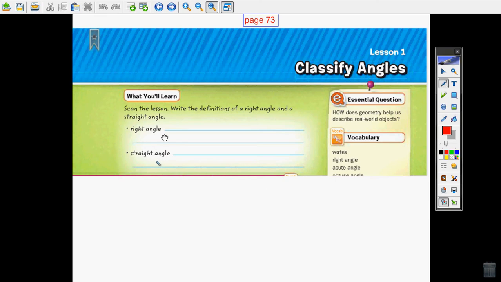I think most of you know what a right angle is. That's a 90-degree angle. It looks, generally speaking, a lot like this. The corner of a square is a good example. It's called a right angle. Our other definition here is a straight angle, and that's 180 degrees. If you just think about a straight line, straight lines are always measured to be 180 degrees.